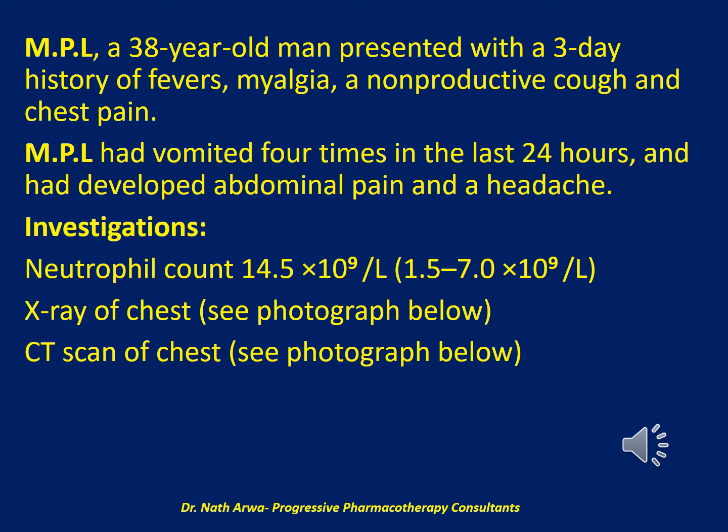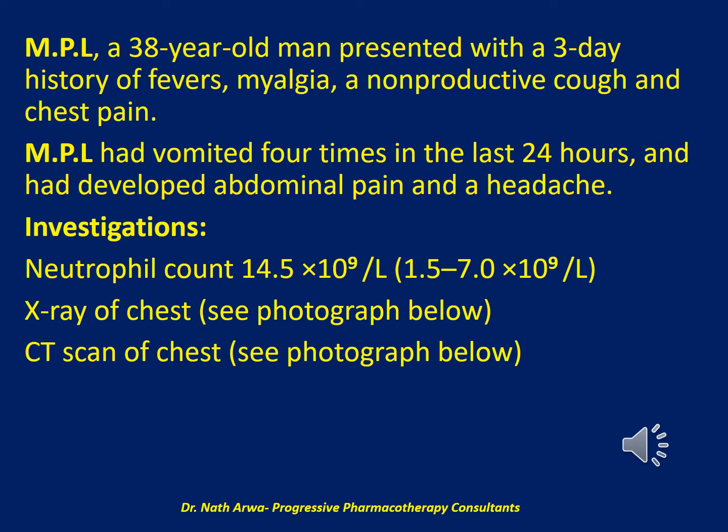And the next question reads, MPL, a 38-year-old man presented with a 3-day history of fevers, myalgia, a non-productive cough and chest pain. MPL had vomited 4 times in the last 24 hours, and had developed abdominal pain and a headache. Investigations were done. The results are as follows. Neutrophil count 14.5 times 10 power 9 per liter. The normal value is 1.5 to 7.0 times 10 power 9 per liter.